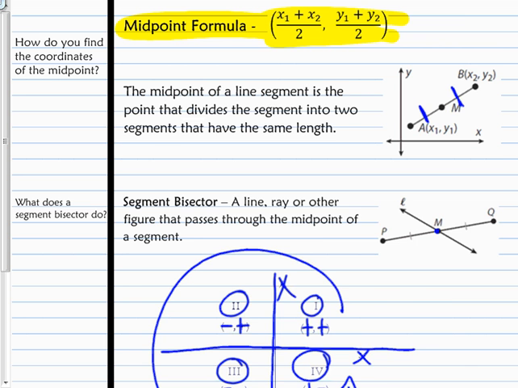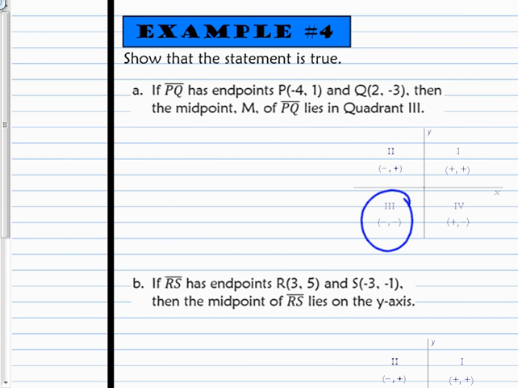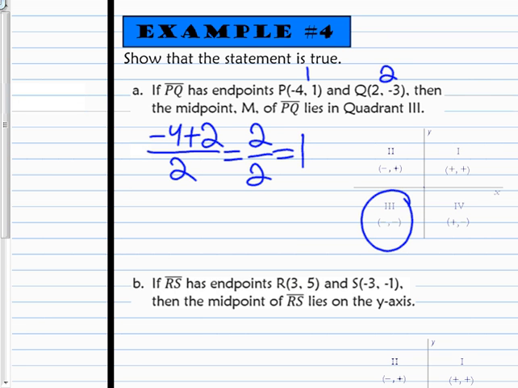x1 plus x2 divided by 2, y1 plus y2 divided by 2. So here's my 1s, here's my 2s. So x1, -4, plus x2, which is 2, divided by 2. What is -4 plus 2? -4 plus 2 is -2 over 2, and the -2 over 2 becomes -1. So the x-coordinate of my midpoint is -1.